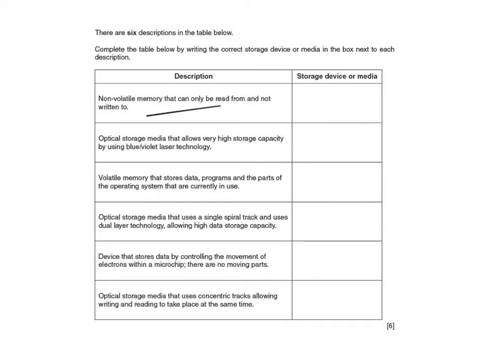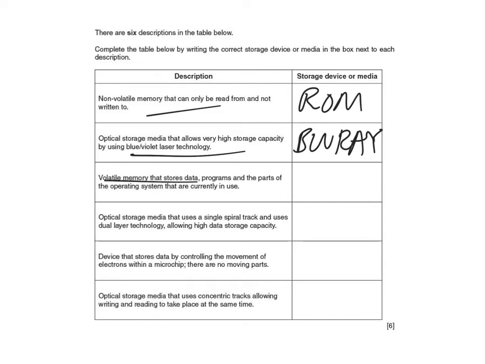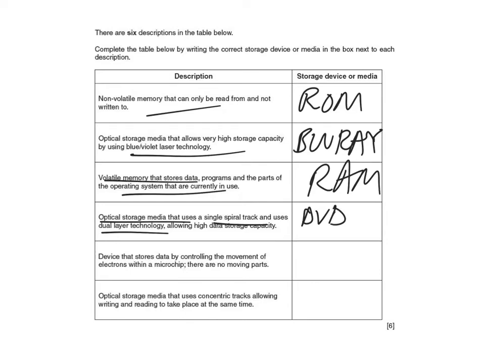So non-volatile memory can be read from and not written to. Read-only memory. So ROM. Optical media that uses very high storage. Blu-ray. We see the Blu right away. So Blu-ray. Volatile that stores data, programs, and parts of the OS currently in use. RAM. Optical storage media, single spiral track, and uses dual layer technology. So we want DVD. For that one, any one of the combinations you could have, so DVD-R, DVD-ROM, DVD is totally fine. Not DVD-RAM, because obviously that's totally different.